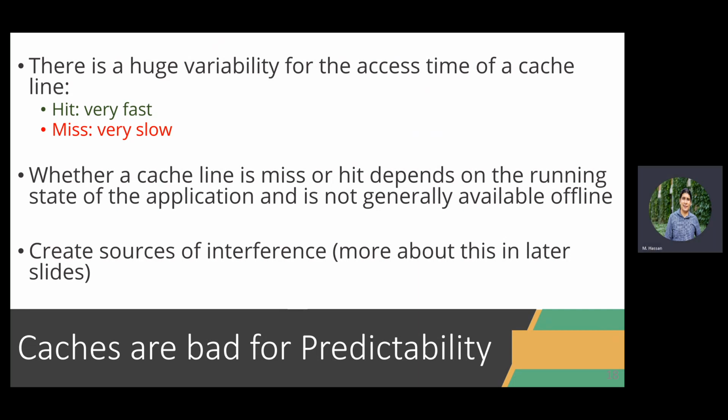Why? Because hits usually are very fast and misses are very slow. And whether a cache line is a miss or a hit depends really on the running state of the application. Why is that the case? Because a cache line will be a hit if I have accessed it before, or I have accessed something close to it before, such that the cache has loaded it, like the locality concept we just discussed, right? A cache line will be a miss if maybe I didn't access it before, or I accessed it but it has been evicted because the cache was full, right? So there is a lot of machinery required to know whether a cache access is a miss or a hit, and then it creates a lot of sources of interference. Well, we'll see if we have multi-core, the problem becomes even worse.